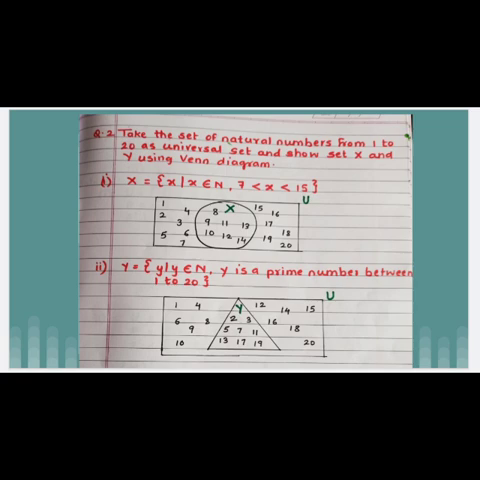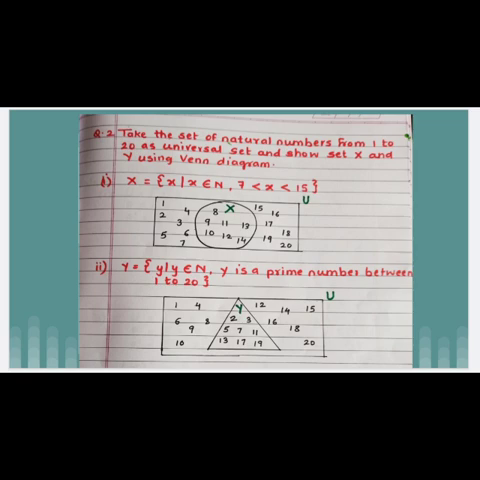See the next question. Question number 2. Take the set of natural numbers from 1 to 20 as a universal set. That means here the universal set is a set in which the elements are from 1 to 20. Okay. Show sets x and y using a Venn diagram. Okay. Now let us see the first question.